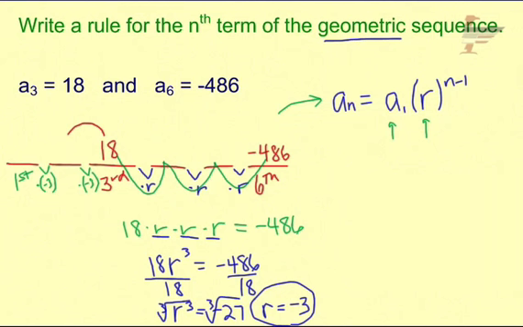So 18 divided by a negative 3 is negative 6. And then divide by a negative 3 again. Negative 6 divided by a negative 3 is actually a positive 2. So now we know our first term is a positive 2.